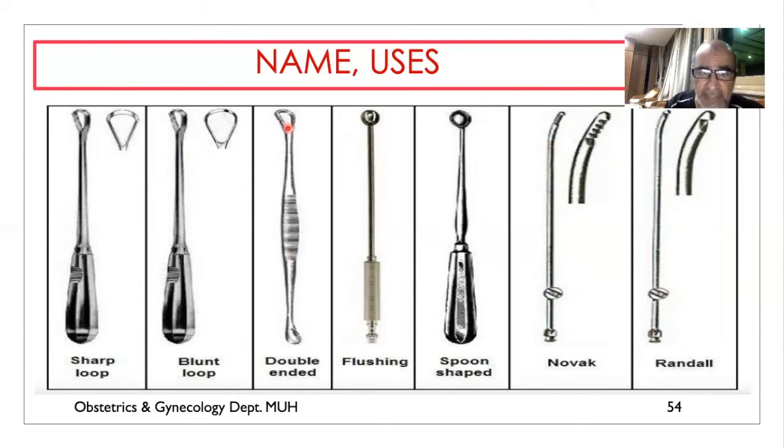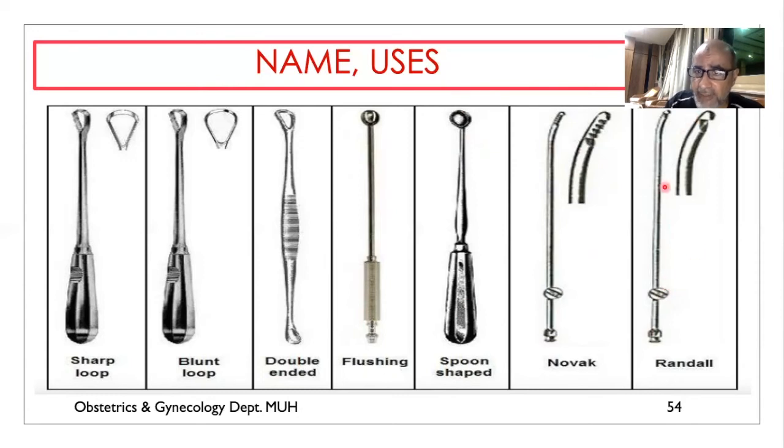And this is a double-ended curette, blunt. And this is a flushing curette; with this end you can flush fluid into the uterine cavity. And this is a spoon curette for surgical evacuation of missed abortion. And this is an OVAC for endometrial biopsy or extraction of a missed intrauterine IUD.